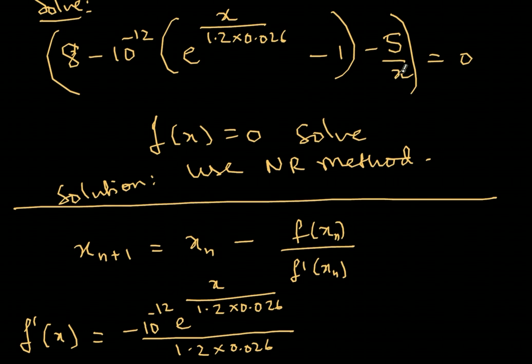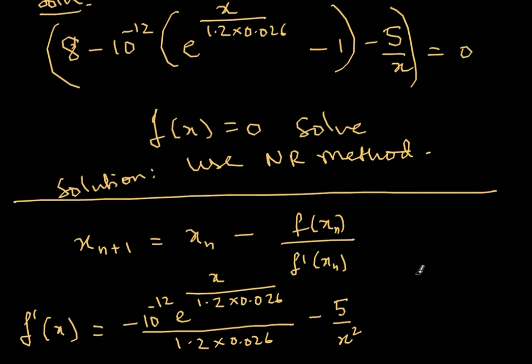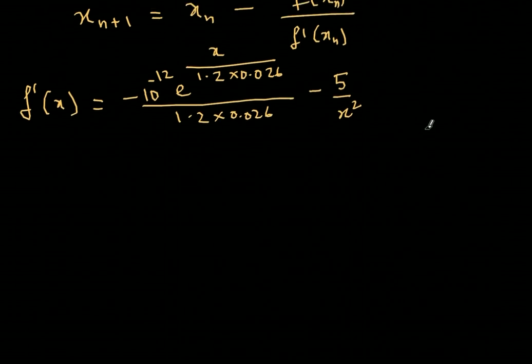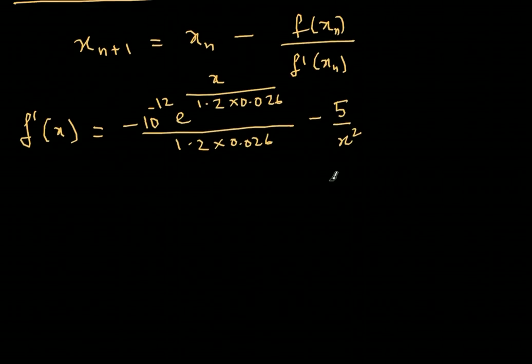So that is x to the power of minus 1, so it will become minus 5 by x square. This is the differentiation of this term, so this entire thing is the differentiation of the function, f dash x. So I have f of x, I have f dash x, so I have everything sufficient.